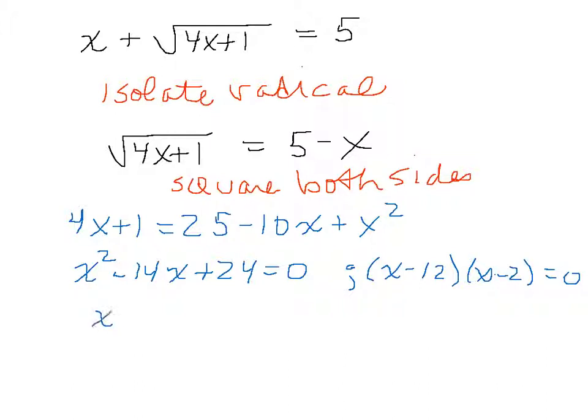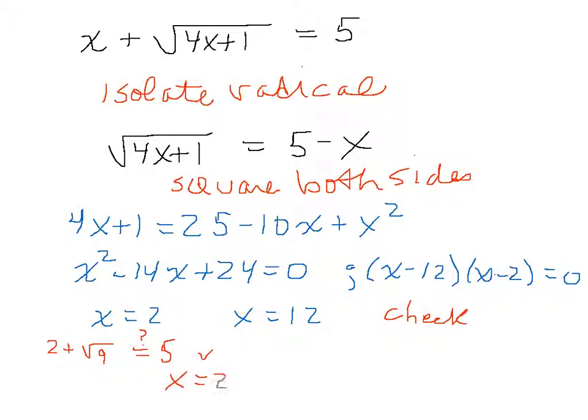So the solutions are x equals 2 and x equals 12. But now we absolutely must remember to check in the original equation. And if I put 2 in the original equation, I get 2 plus the square root of 9, and I'm asking myself, does that equal 5? And yes, it does. So x equals 2 is a solution.